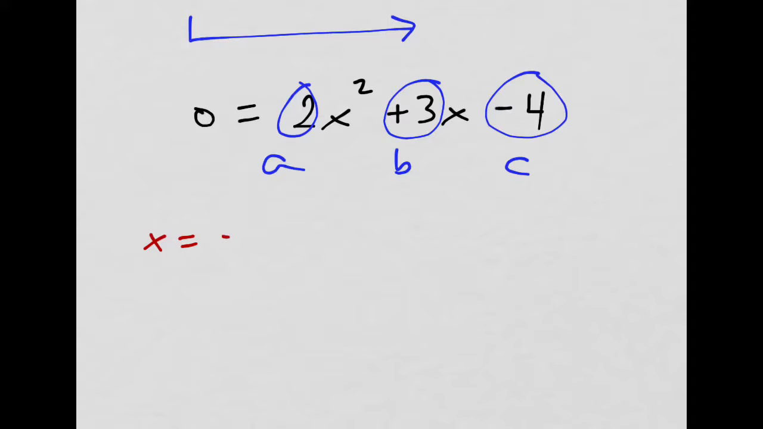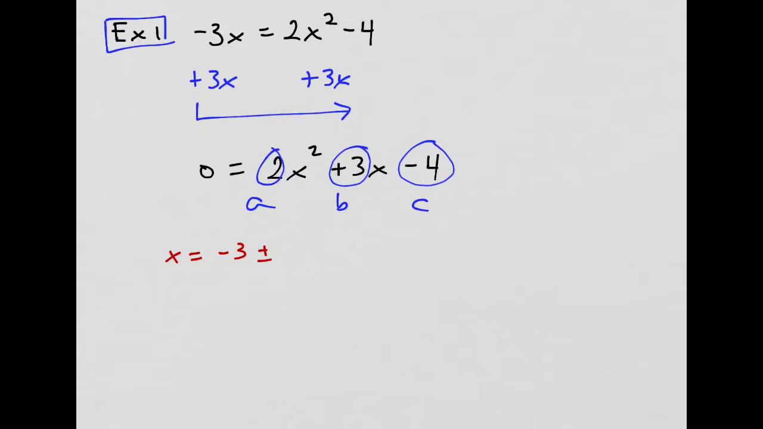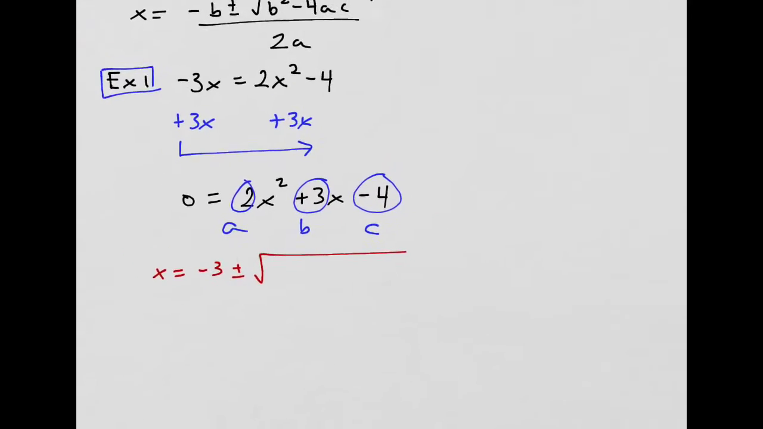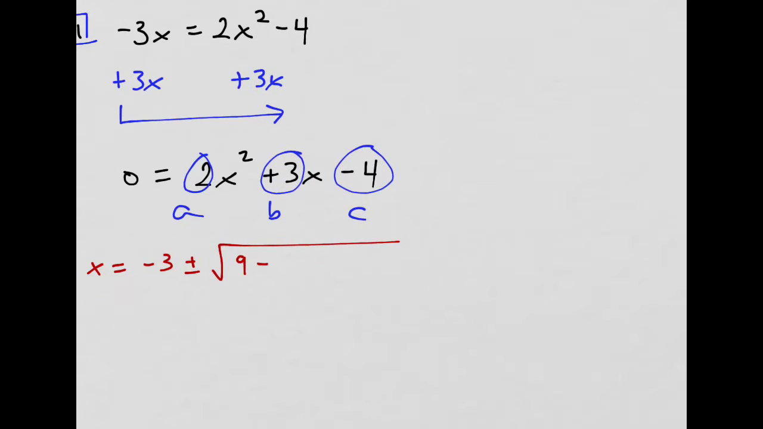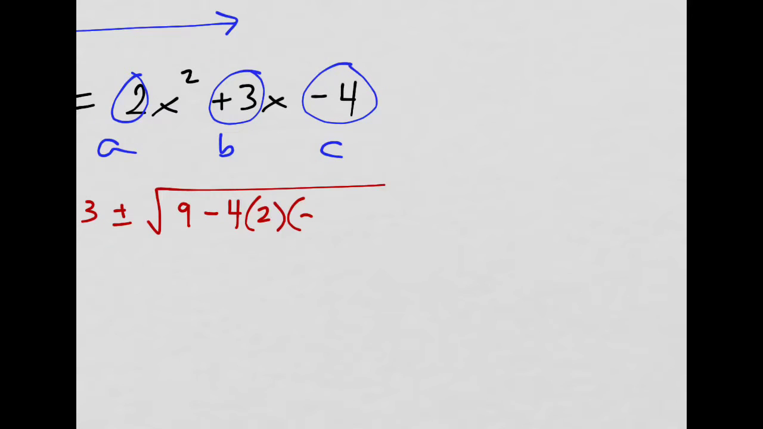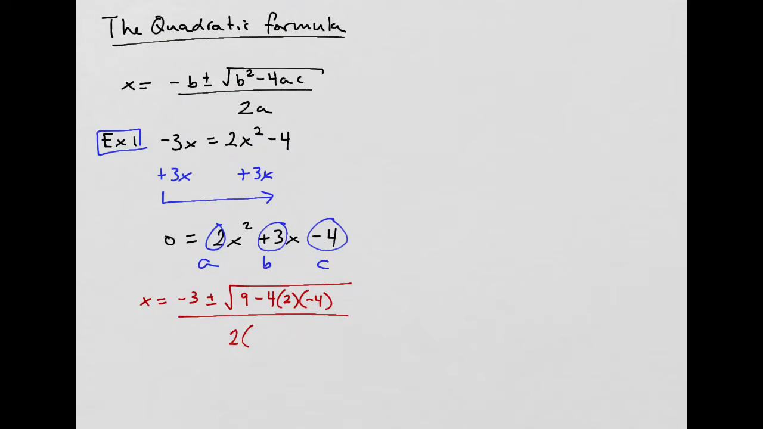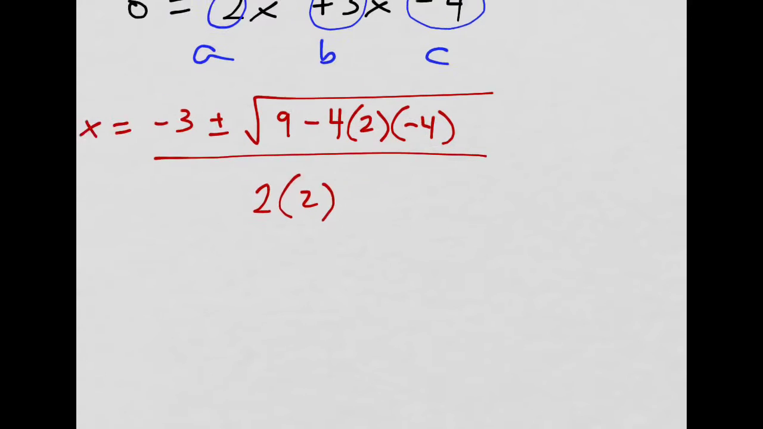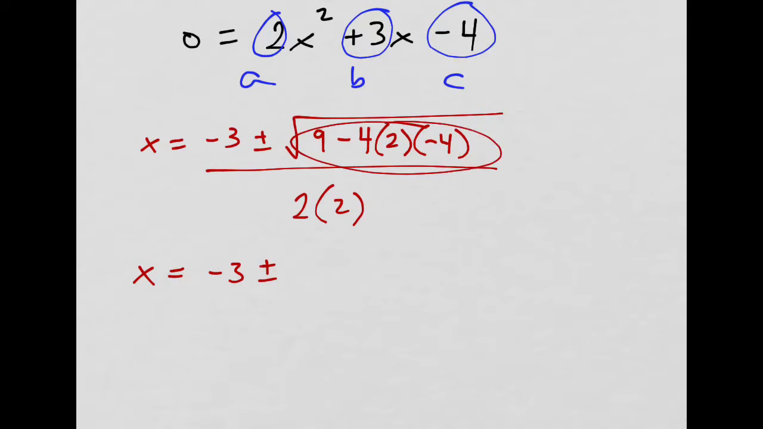X equals negative b, plus or minus. That's where my two answers come from. The square root of b squared. So that will be 3 squared. That's 9. Minus, always a minus in there, and always a 4, times A, which is 2, times C, negative 4, and all divided by 2 times A, which is 2, so I have the 2 times 2 on the bottom there, and then I have negative 3, I'm not going to touch that, plus or minus, I'm going to work on the inside here.